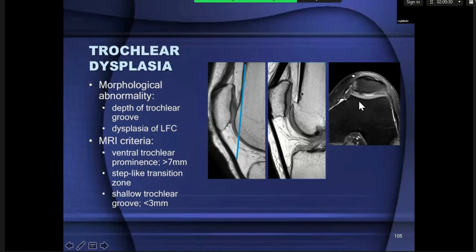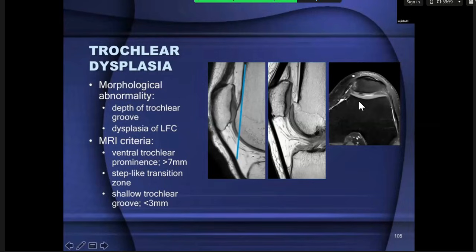In the sagittal imaging, if you look at the lateral femoral condyle, and if you see the anterior margin of the trochlea and the anterior margin of the femur getting into a little step, that's a good sign of dysplastic trochlea. So if it's more than 7 millimeters, that's significant. Ventral trochlear prominence, a step-like transition. And if the shallow trochlea is less than 3 millimeters depth, that's abnormal.